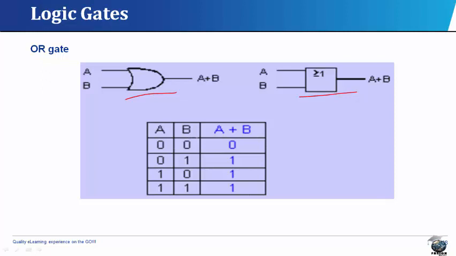Well, the OR gate has an on when either of the inputs, that is A or B, is on. As you can see here, it has on in 1, on 2, on 3, when either A or B is on. The only time it is off is when both A and B are off.